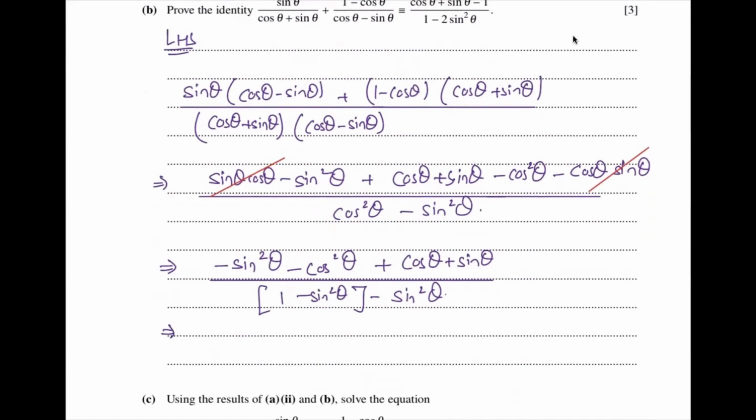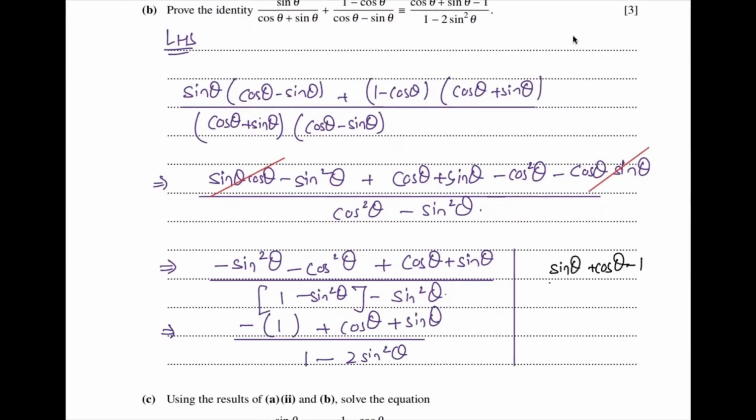If we take minus common from here, it's going to be minus times sine square theta plus cos square theta. And we know that the identity sine square theta plus cos square theta is actually 1. So I can just write minus 1 over here. The numerator is going to be plus cos theta plus sine theta divided by 1 minus sine square theta minus sine square theta, which is minus 2 sine square theta. So the final answer would be sine theta plus cos theta minus 1 divided by 1 minus 2 sine square theta.